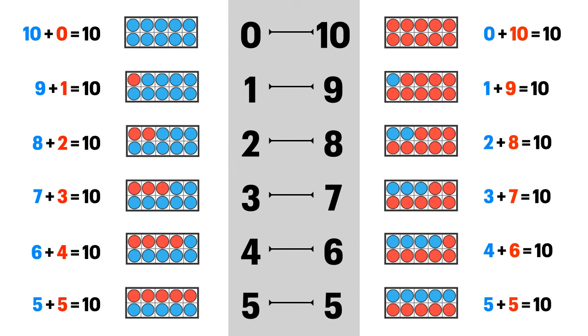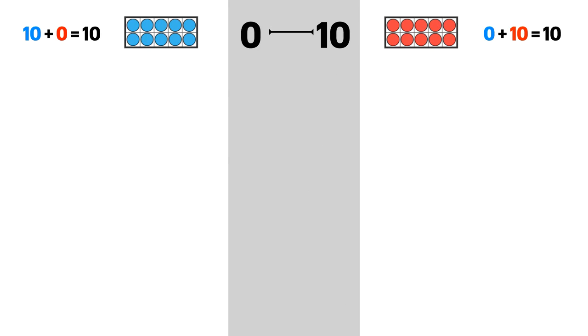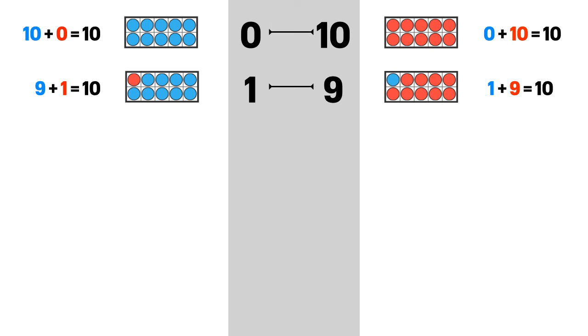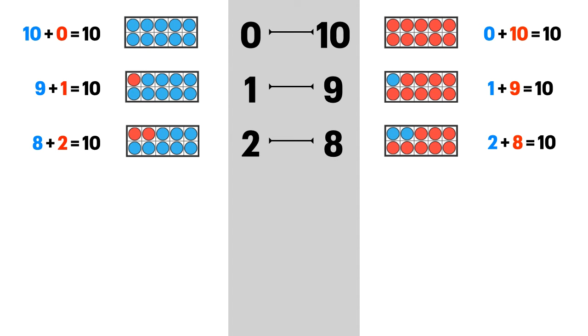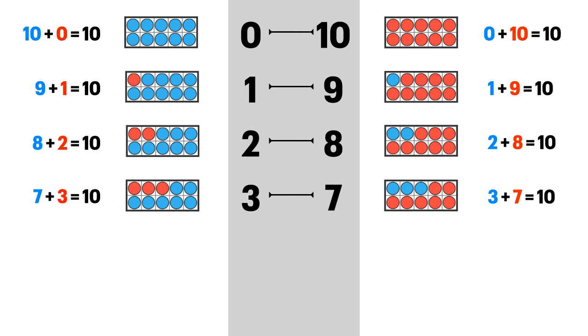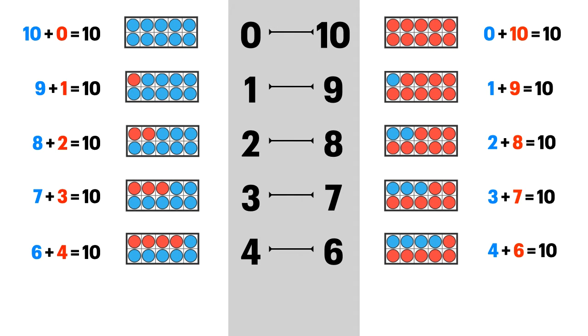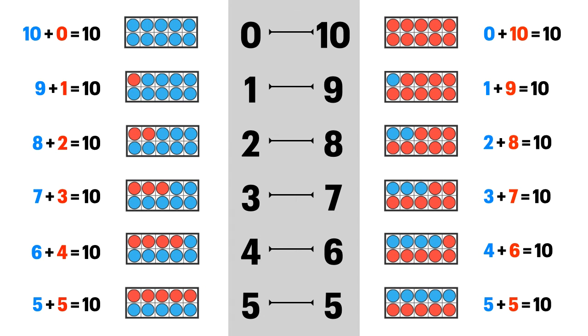These are our tens pairs because when you add them together, they make 10. 0 and 10 make 10. 1 and 9 make 10. 2 and 8 make 10. 3 and 7 make 10. 4 and 6 make 10. And 5 and 5 make 10.